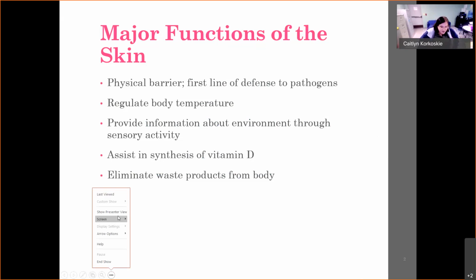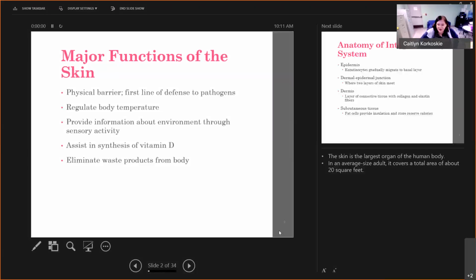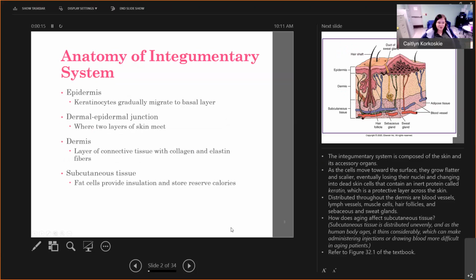In an average adult, it covers a total area of about 20 square feet. So yeah, it's the largest organ in the human body.